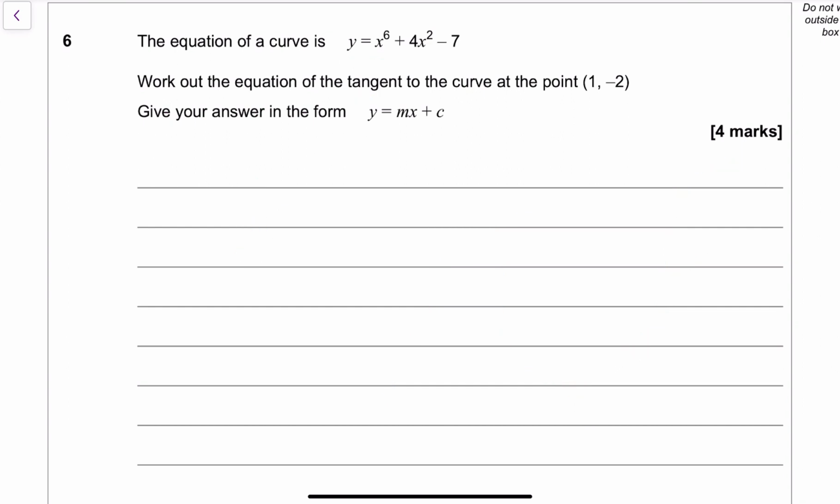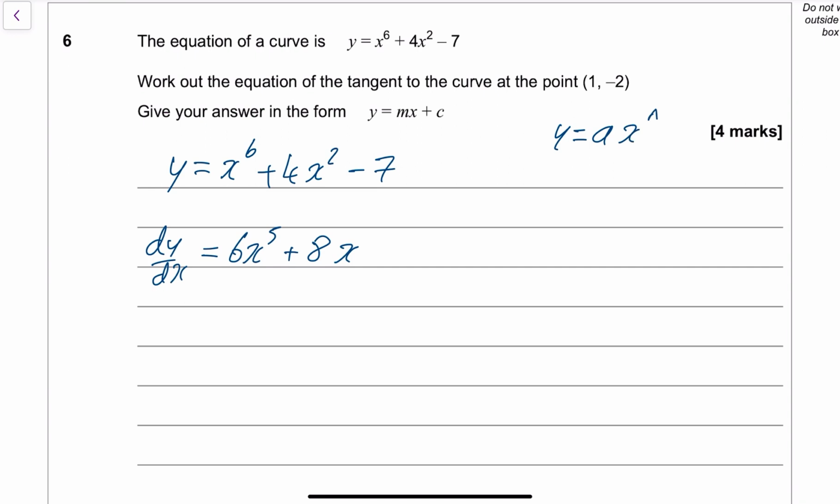Right, so here, let's just write down, set your work out nicely. Write down your y. y is equal to x to the power 6 plus 4x squared minus 7. And we're going to differentiate. And if you differentiate, you will get 6x to the 5 plus 8x. That's it. So when you differentiate, if you've got y is equal to a x to the power of n, your dy by dx is equal to a n x to the power of n minus 1. So what you do is you multiply by the power and reduce your power by 1. Okay, so this is your gradient function. It allows you to find the gradient at any point.